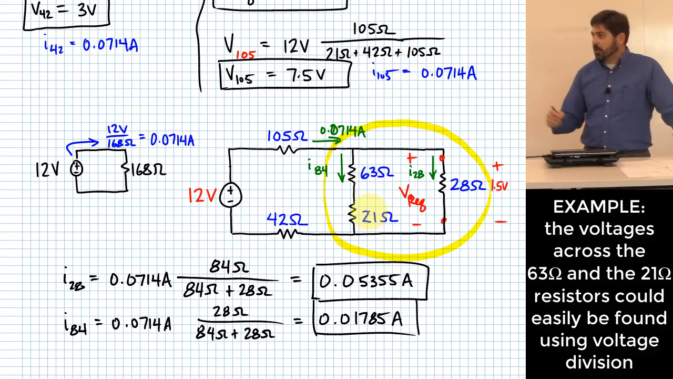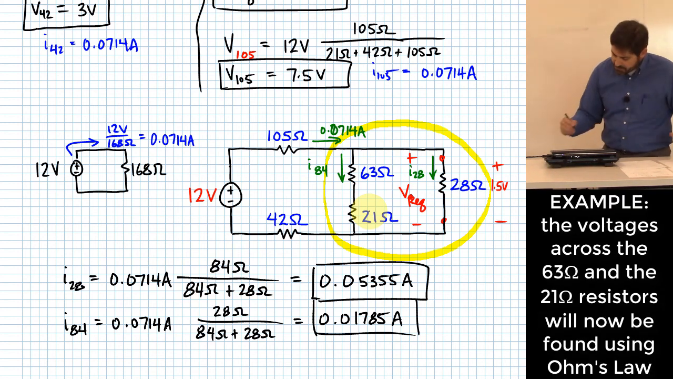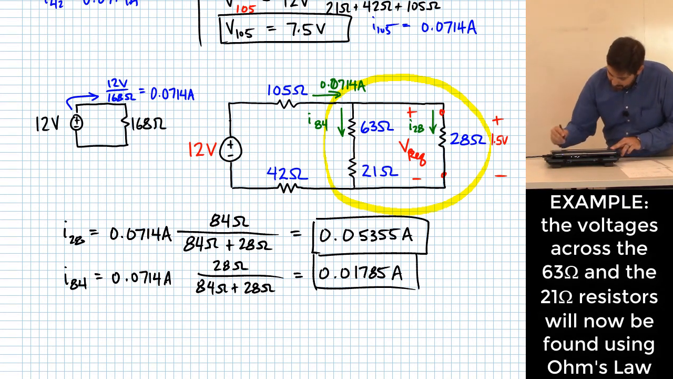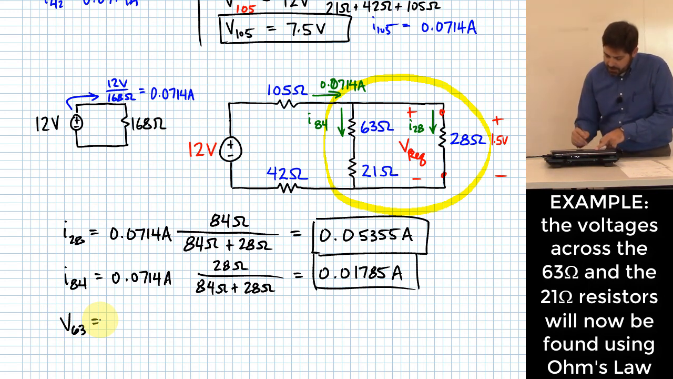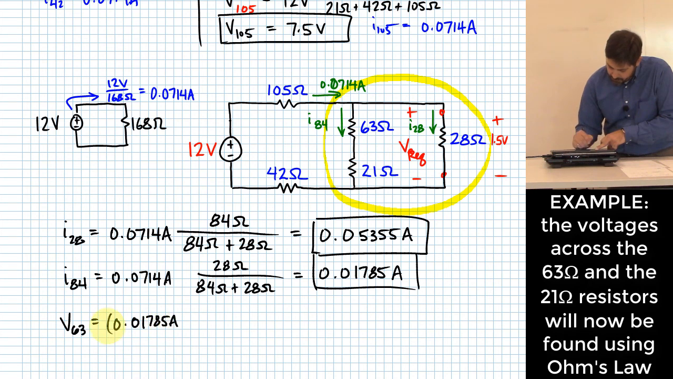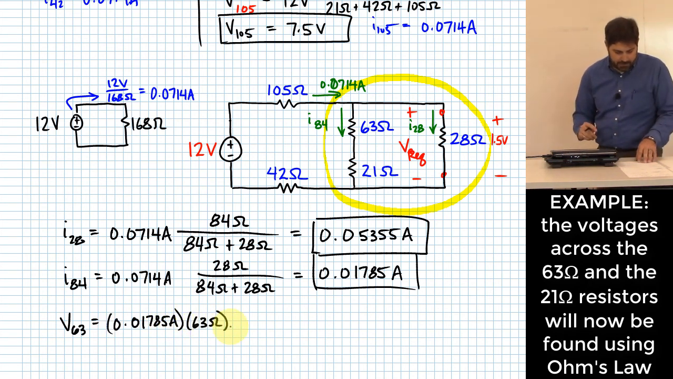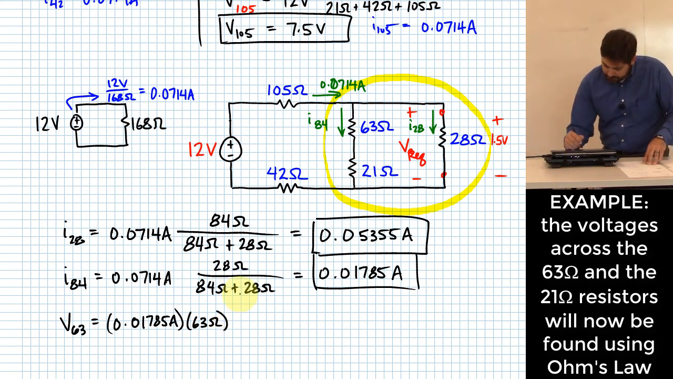But now that you know the currents, you could also just do Ohm's law, right? So because I want to complete it out, let me just go ahead and write that down. I'll just do it with numbers right here. Let's say V63 for the 63 ohm resistor is just going to be equal to the current flowing through it, which is 0.01785 amps multiplied by 63 ohms. All right? And when you do that, that ends up being 1.125 volts.